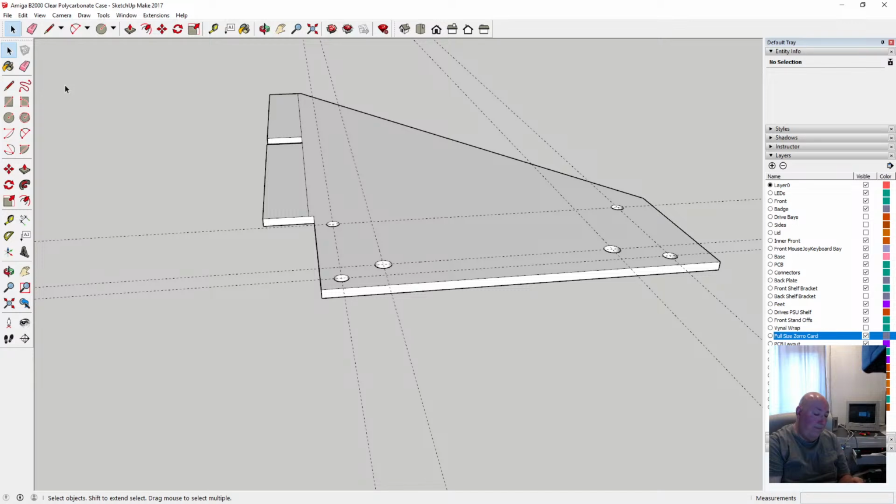CQ, CQ, from Mike Zero, Whiskey, Yankee, Zulu, M0WYZ calling and listening, over.